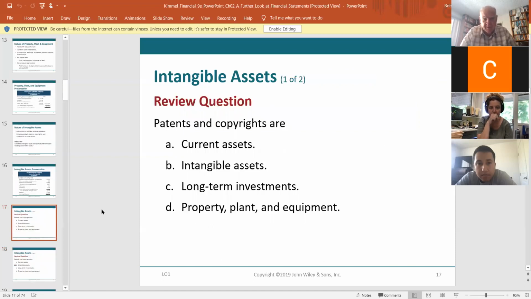Intangible assets. Whoop, did I just give us the answer? Patents and copyrights are intangible assets, okay? Intangible. You can't see them, you can't feel them. You know they're there.